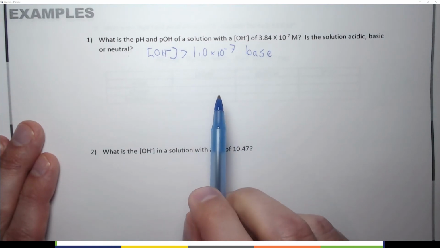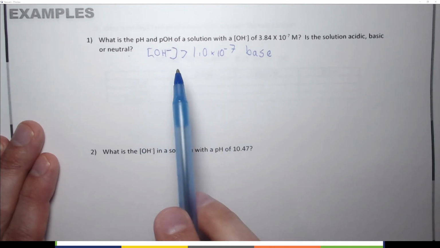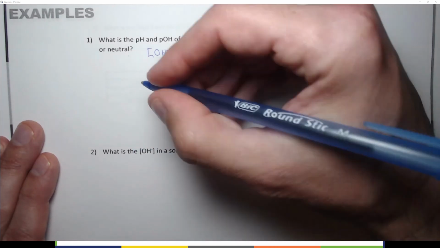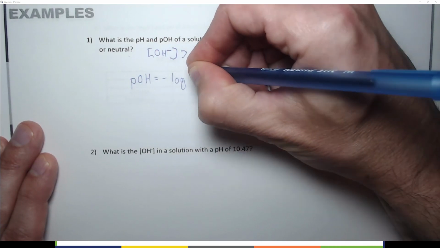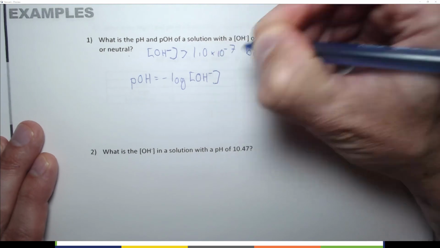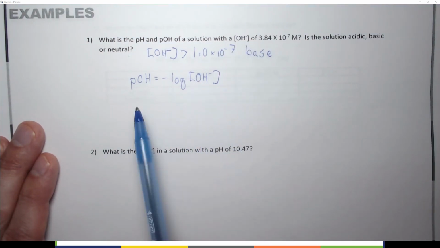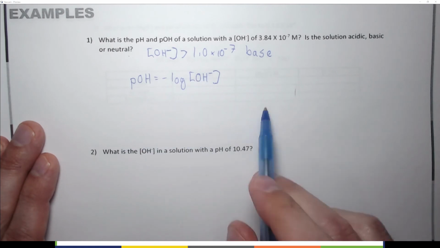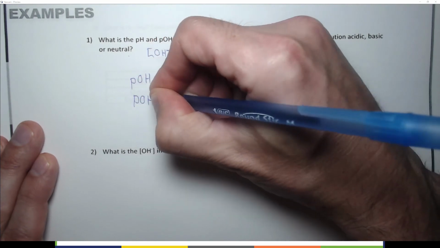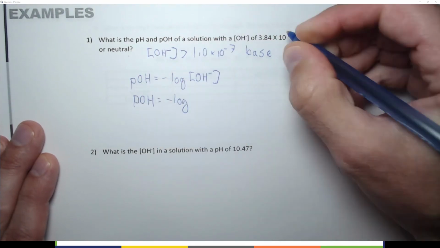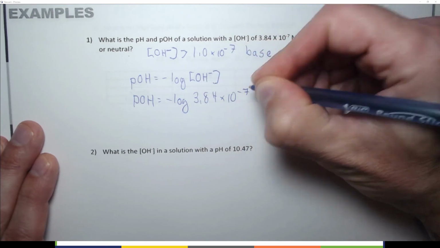All right. Now that we have that, I need to find the pH and the pOH. And I'm going to do it exactly the same as I did before. I'm first going to find the pOH, which equals the negative log of the concentration of OH minus. So the previous example, it was more convenient to me to find the pH first because I was given H3O plus. Here, it's more convenient to find the pOH because I'm given the OH minus. So the pOH equals the negative log of 3.84 times 10 to the minus 7.